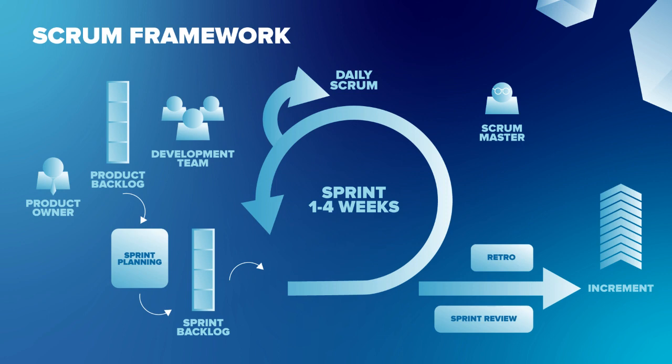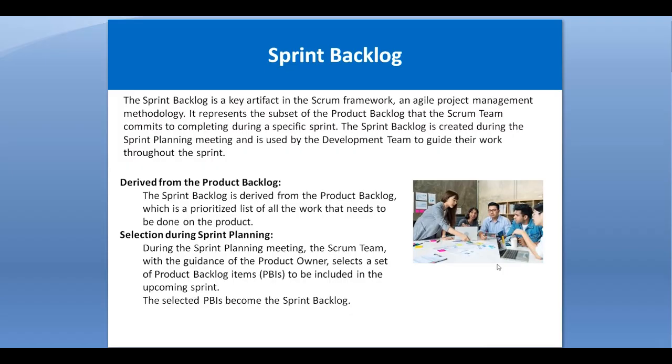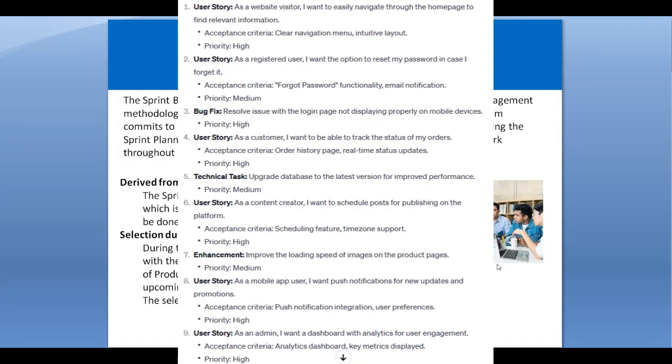The sprint backlog is basically the subset of the product backlog. The product backlog is the complete set of requirements which we need to develop for the product, and the sprint backlog is the subset of the product backlog which we have taken from it so that we can focus on the requirements which need to be developed during the sprint.